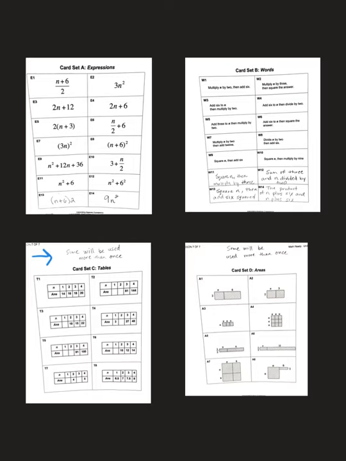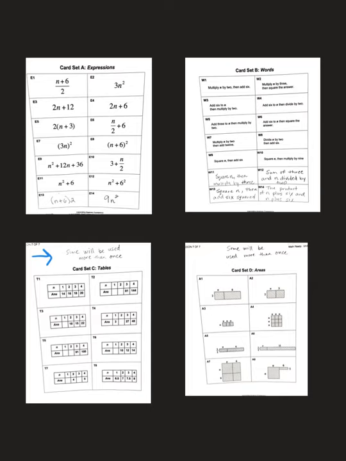Now, when you start getting those matched and then go to the tables, there won't be a table for each one. Some tables will be used more than once for each match. Notice there are 14 E and 14 W cards, but there are only 8 table cards. So that shows you're going to have to use a table more than once. But I will give you one hint. One of your E and W matches will not have a table or an area model.